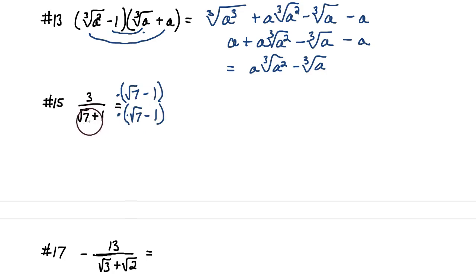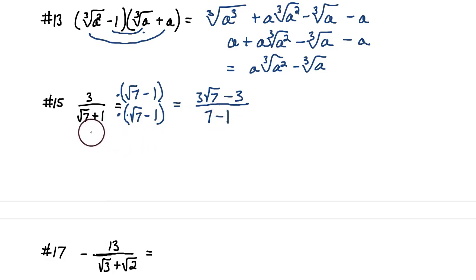The original denominator is the square root of 7 plus 1. We're going to times by the square root of 7 minus 1. That's called the conjugate of that binomial. So in the top, we get 3 square root of 7 minus 3. In the bottom, look what's going to happen. The square root of 7 times the square root of 7 is a regular 7. And positive 1 times -1 is -1.